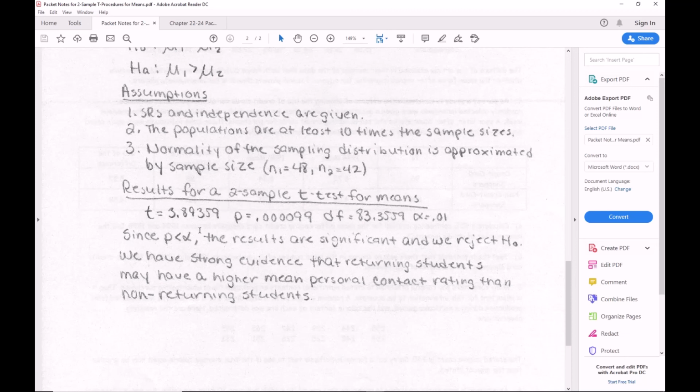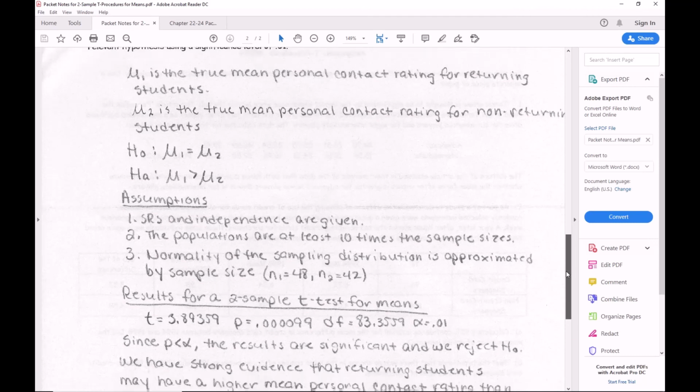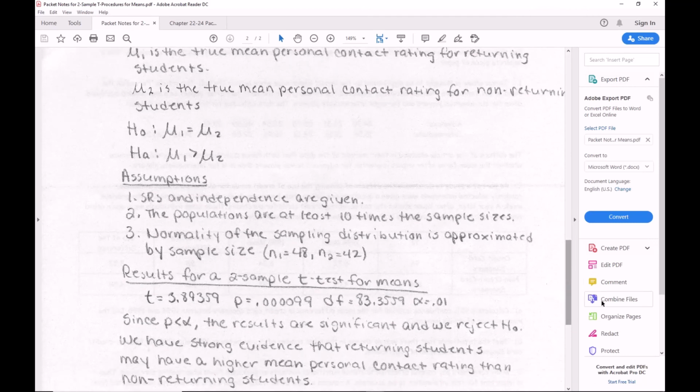And the usual thing, since p is less than alpha, the results are significant. We reject H0. That's a tiny p-value. So we have strong evidence that returning students may have a higher mean personal contact rating than non-returning students. So there it is. We're done. All right, so let me scoot this up and hit pause. Yeah, I guess that'll all fit. And you can copy that down, and these will serve as a template for your homework.